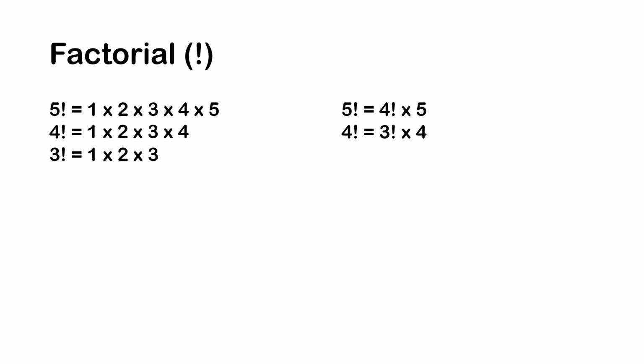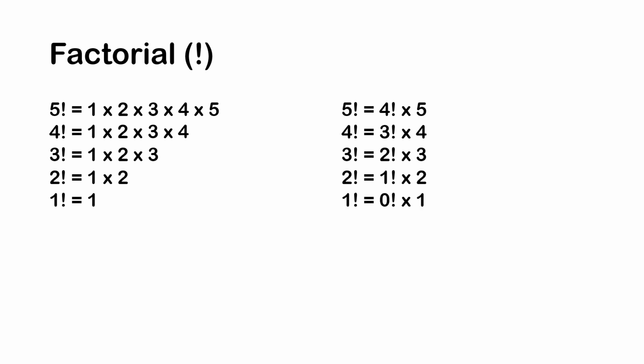If we continue this pattern, this means that 3 factorial is equal to 2 factorial times 3. 2 factorial is equal to 1 factorial times 2. 1 factorial is equal to 0 factorial times 1. And since 0 factorial times 1 is equal to 1 factorial, and we know that 1 factorial is equal to 1, this means that 0 factorial has to be equal to 1.